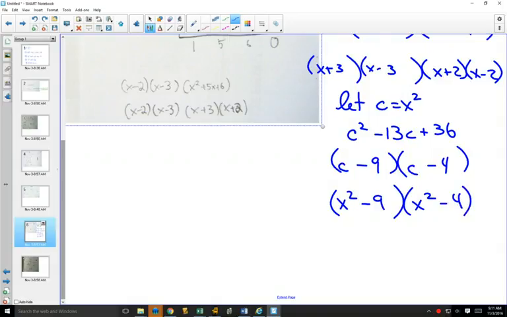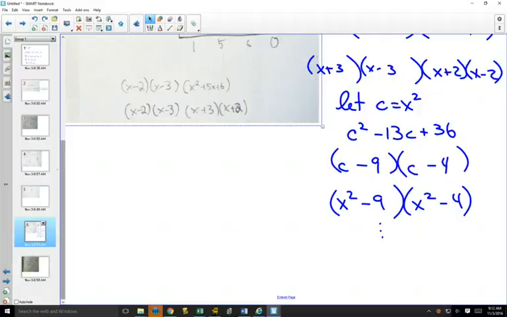x squared minus 4. That's an advanced factoring technique that allows you to use that shortcut. Because what you do is you change something that doesn't look like a quadratic into a quadratic. So you can factor and then change it back afterwards. And then you could factor from there.